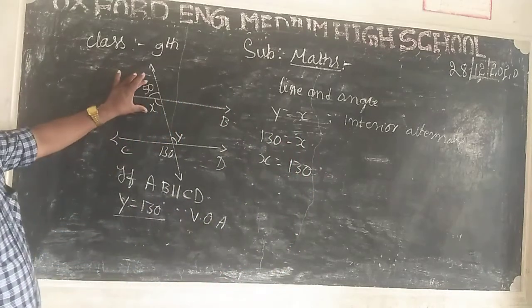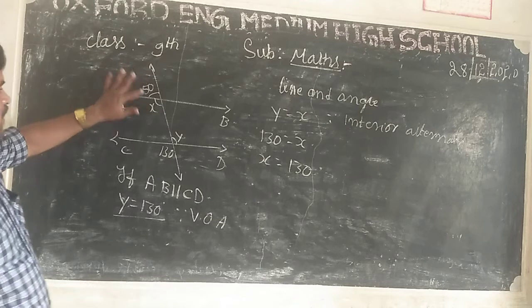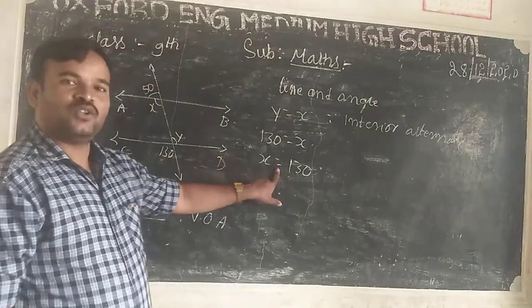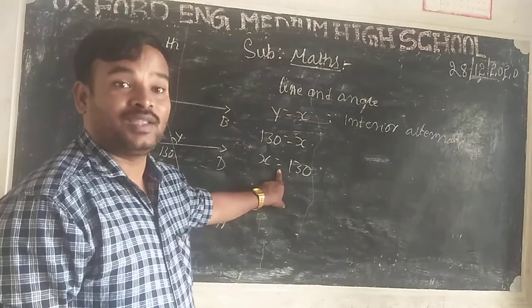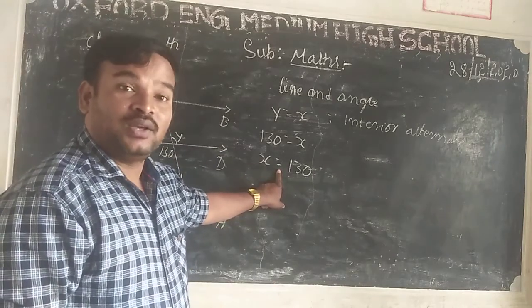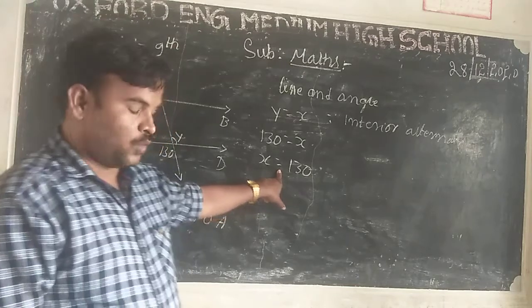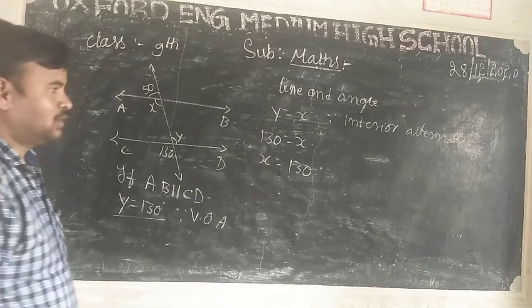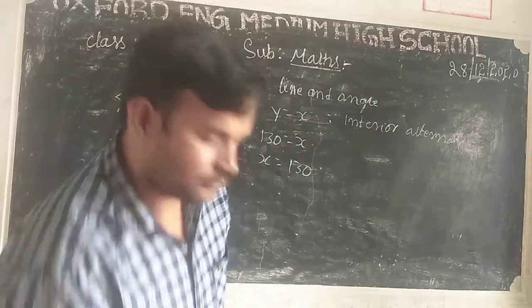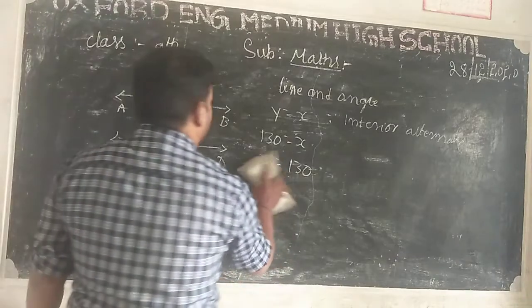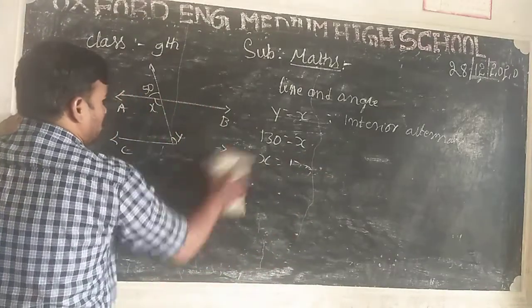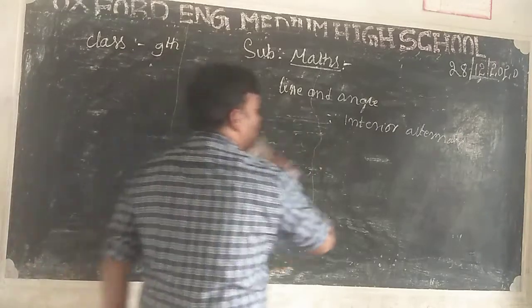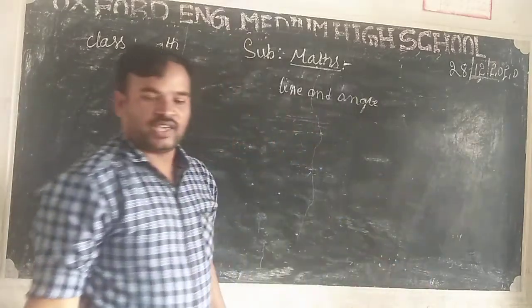The sum of two angles is what? 180 degrees: 50 plus 130 is 180. So what is the value of x? 130. Like this, we have to find the value of x and the value of y. So dear students, AB is parallel to CD. Understand? Okay. Shall we go to the next problem, dear students? If you understand this one, okay. So next problem.